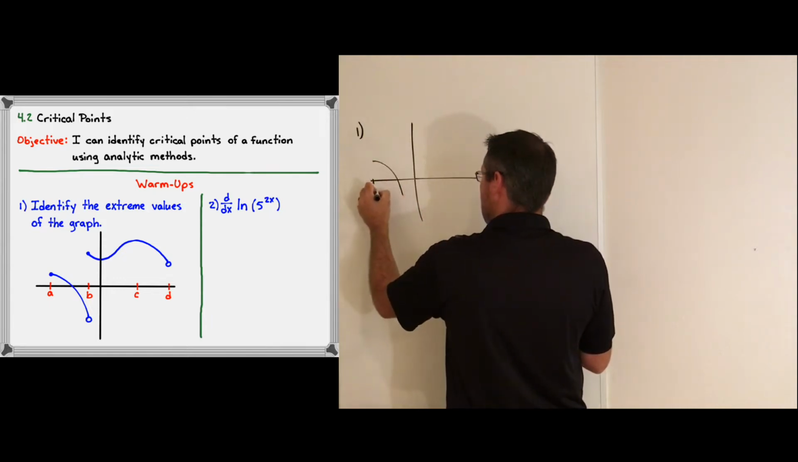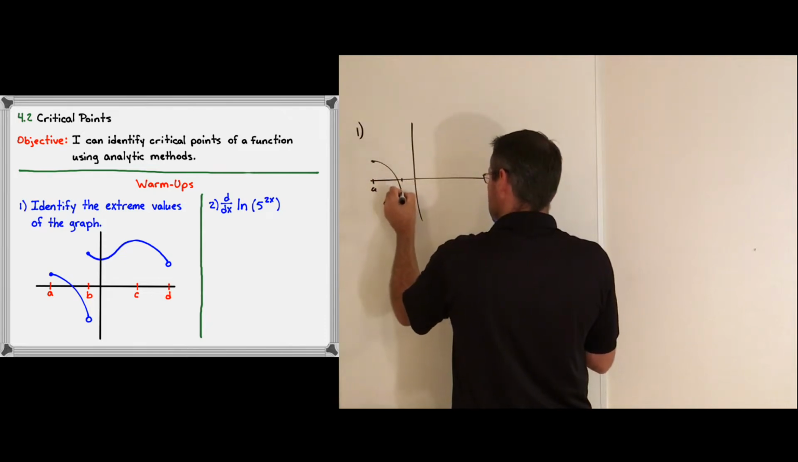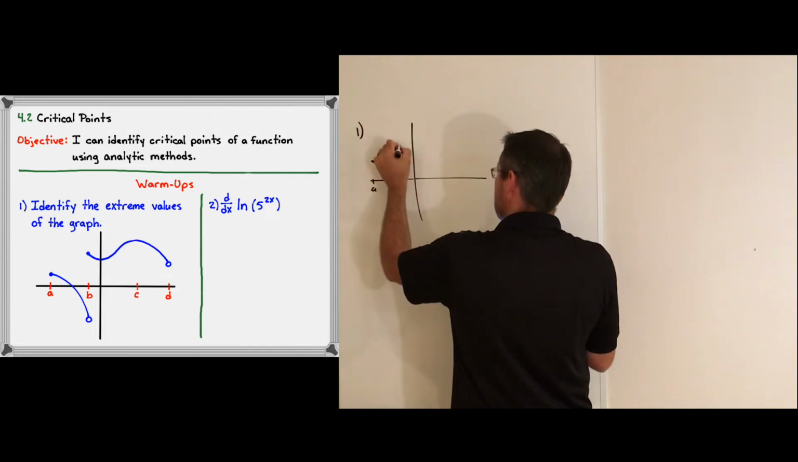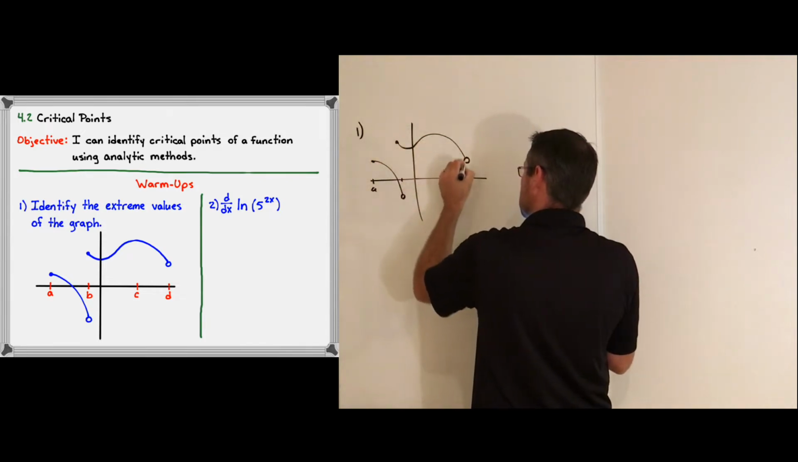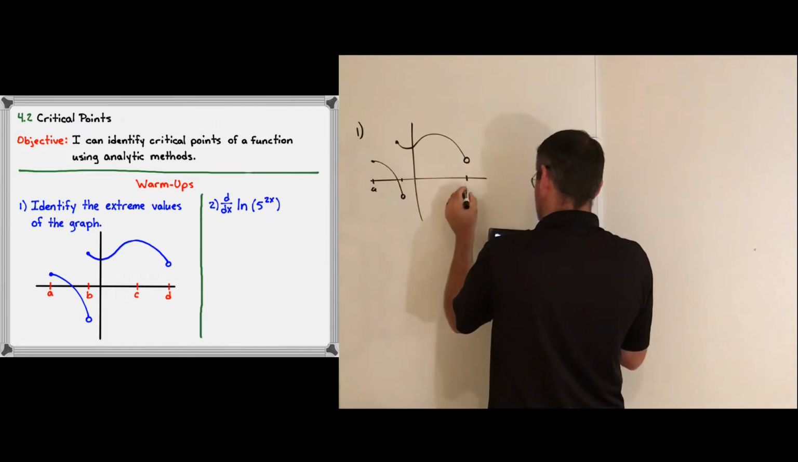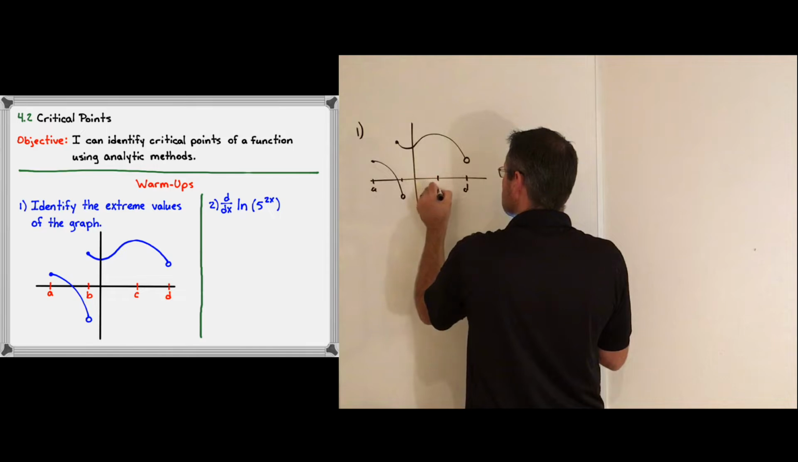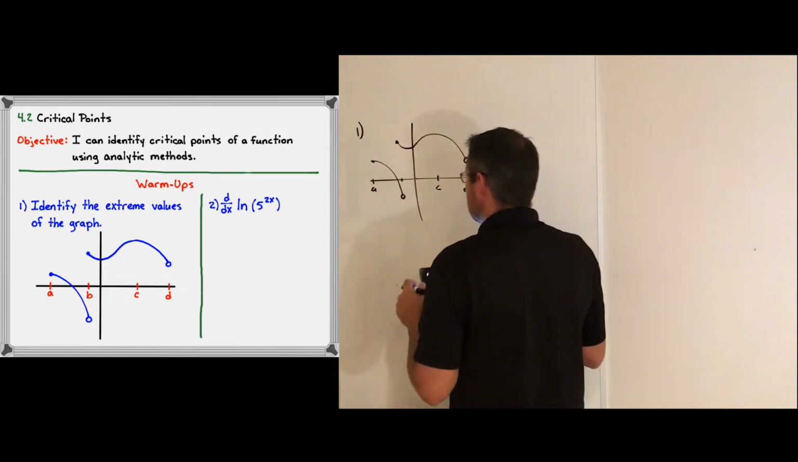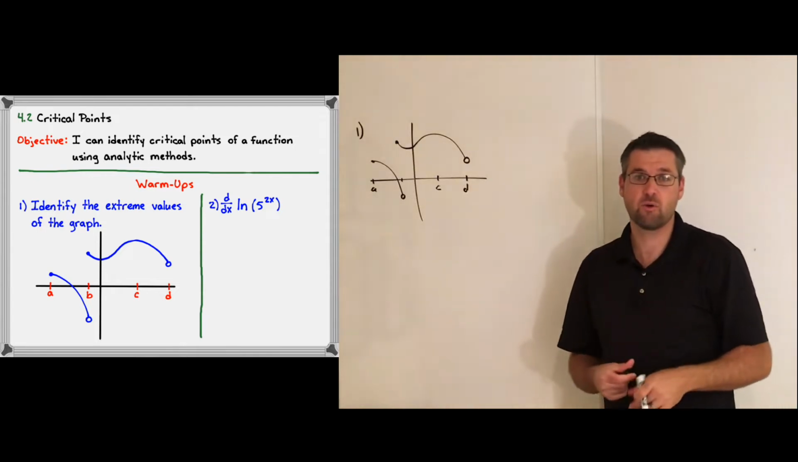We have a as an endpoint, or x equals a is an endpoint, and at b you have an open circle from the left and then a closed circle from the right, and then it kind of dips down and then comes back up and then goes back down with an open circle there. This endpoint here is at d. This point here is at c. And so there's the graph, and we're looking to identify the extreme values of the graph.